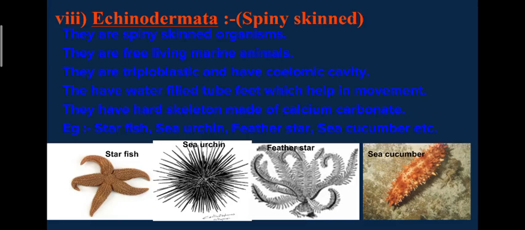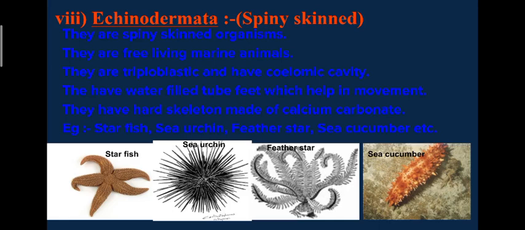उसमें क्या आ गया? Echinodermata. These are free living marine animals. Most marine animals हैं इसमें. These are found at the base of the sea. सभी समुंदर के बेस पे हमको मिलते हैं. These are Echinodermata. Echino means spiny skinned animals. These are triploblastic. Triploblastic हैं, तीन germ layers present हैं, and they have coelomic cavity. The true body cavity is present.